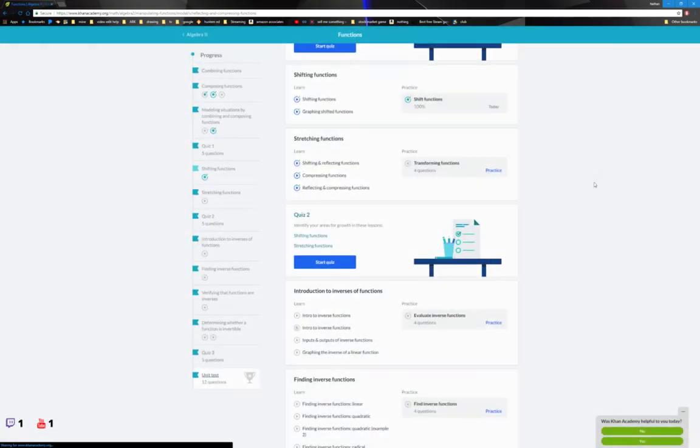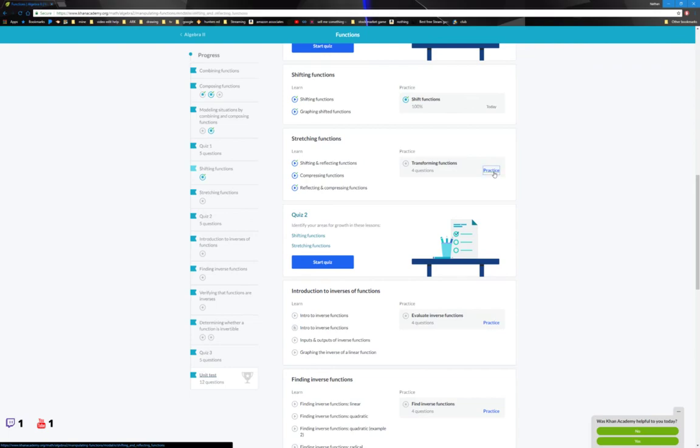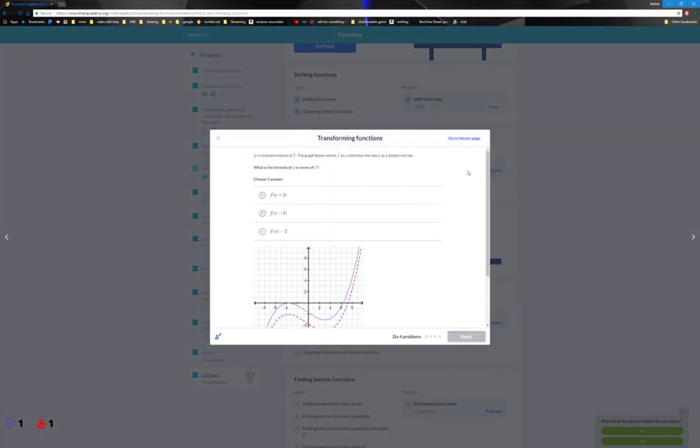All right, now we're going to practice transforming functions. So g is a transformation of f. The graph below shows f as a solid blue line and g as a dotted red line. What is the formula of g in terms of f? One second.